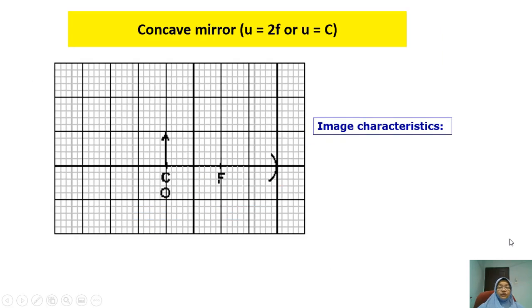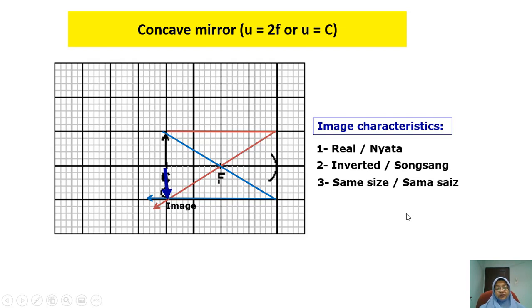Now we move on to the next one. U equals to 2F, or U equals to C here. So we move forward from U larger than 2F just now. What you get is a straight line that goes to F, parallel. Passing through F will become parallel back, and here is the location of the image, nicely situated also at 2F. The image is the same size, inverted and real. So real, inverted and same size, and the image is at V equals to 2F, or equals to C.